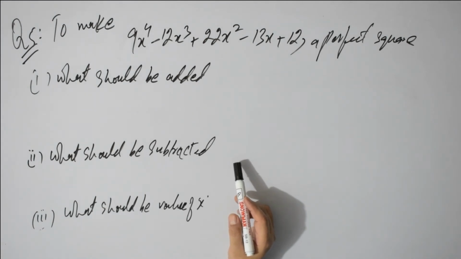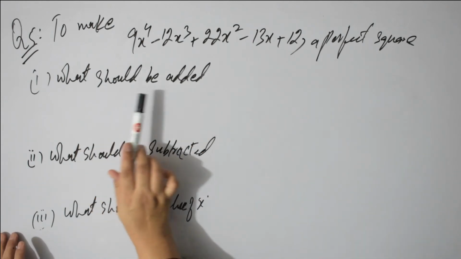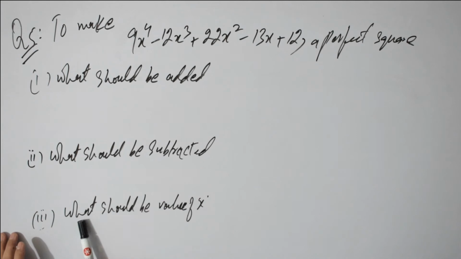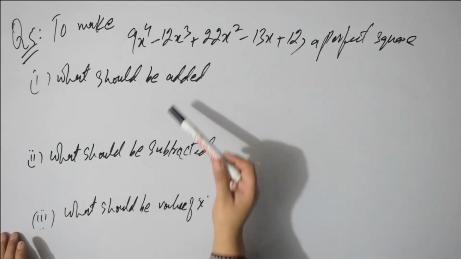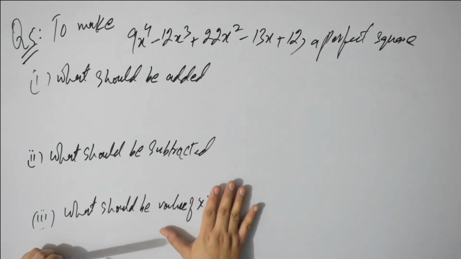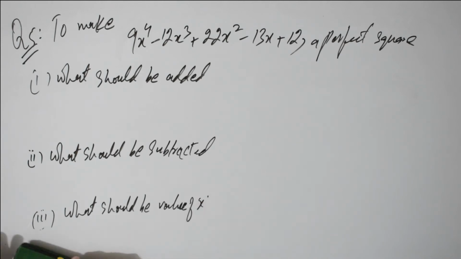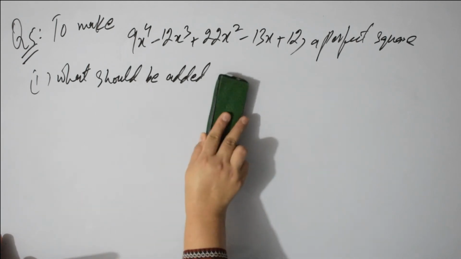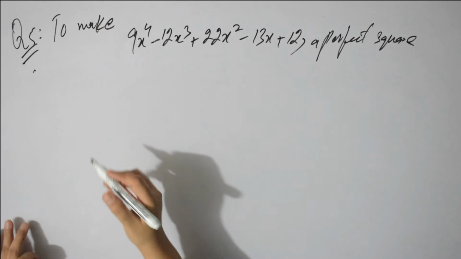Question number 5th is to make this expression a perfect square, what should be added, what should be subtracted, and what should be the value of x. They asked you three different things. Obviously these three things you can answer them by finding its square root by division method, and then by observing its remainder. Okay, again you will do very simple square root by division method.